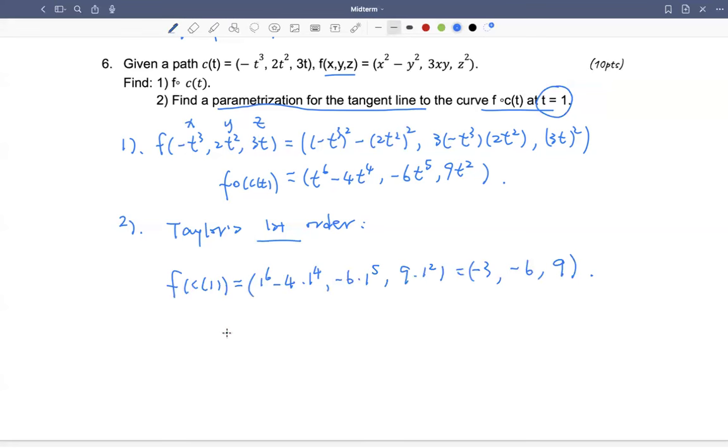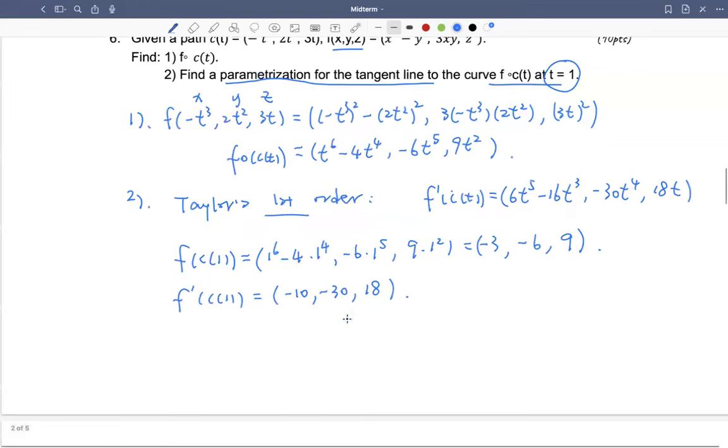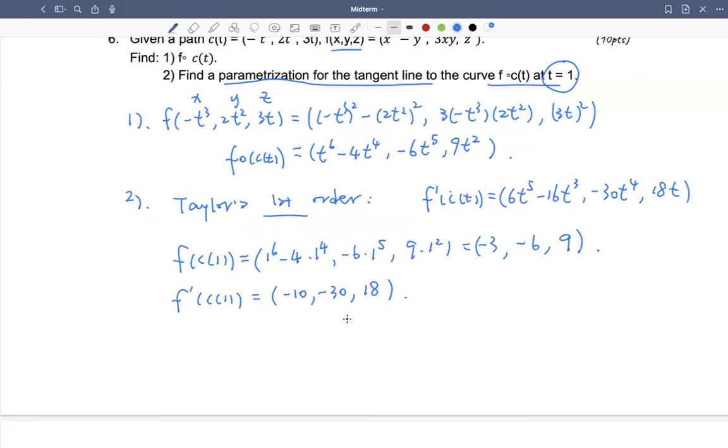So we need to find f prime of c of 1. So let's do f prime here, c of t. That equals 6t to the fifth power minus 16t to the third power, then negative 30t to the fourth power, and 18t. Then substitute 1. So that's 6 times 1 is 6, minus 16 times 1 is negative 16, so that's negative 10. Then negative 30 times 1, negative 30. 18 times 1, that's 18. So we get our direction vector basically.